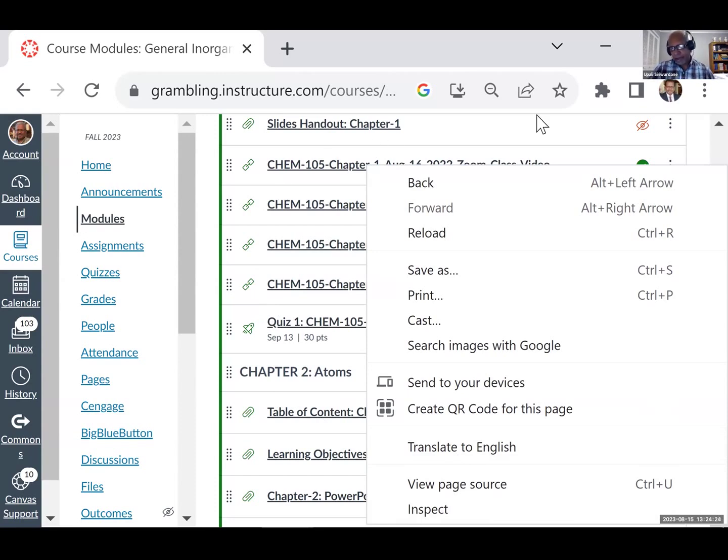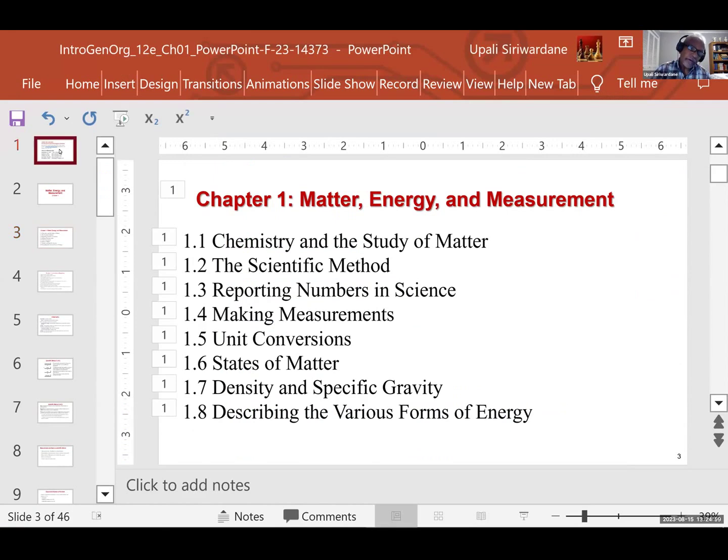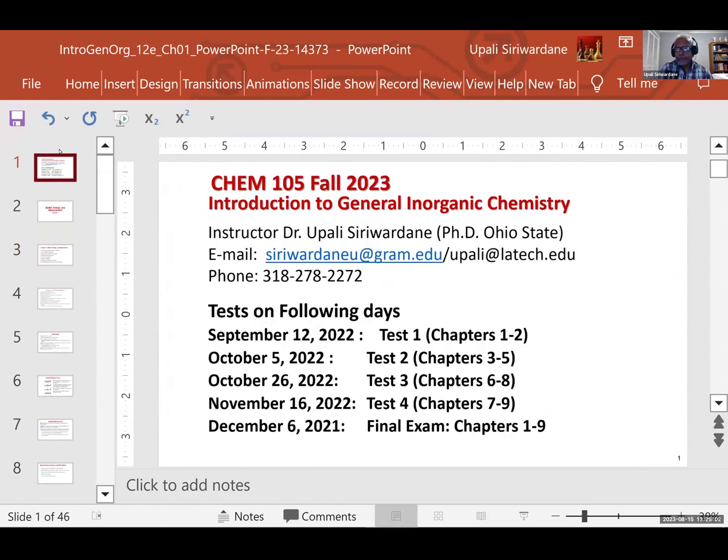Let me share my slide with you. Do you see the slides now? I'm trying to find those. That's chapter 1 PowerPoint slides. I'm trying to see how to find those slides. It's in the module 1. The title is Matter and Energy and Measurement. Chapter 1 PowerPoint slide.